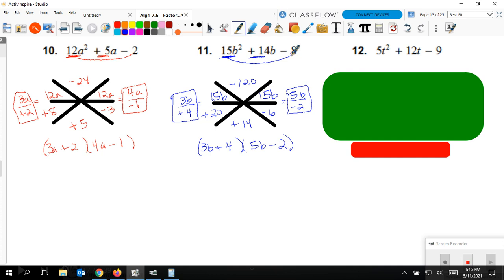Alright, so now it's your turn. Go ahead and pause the video and try number 12. See if you can factor using the star method with number 12.